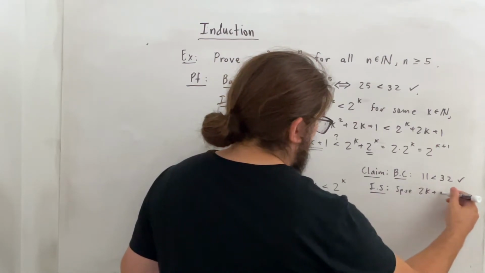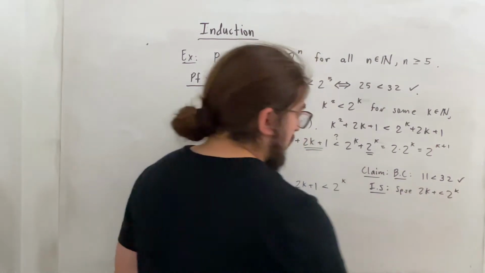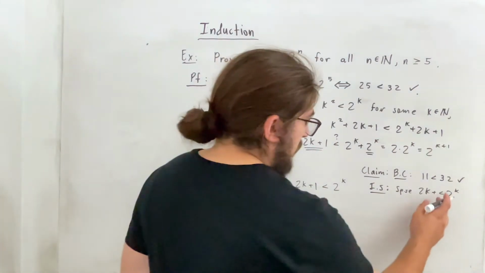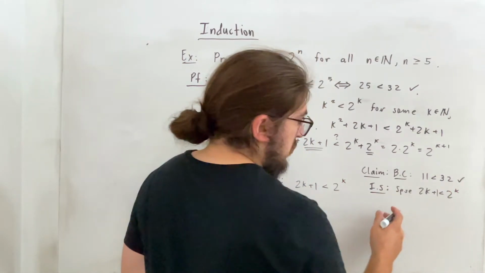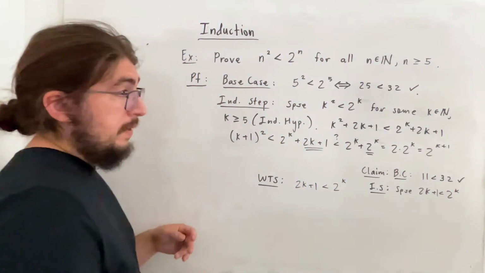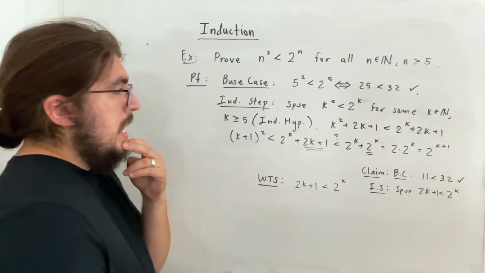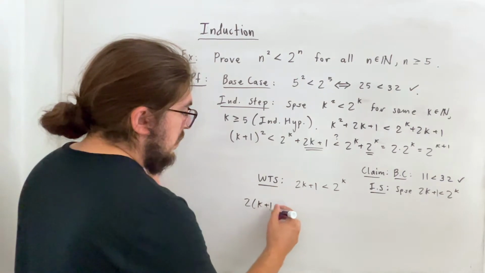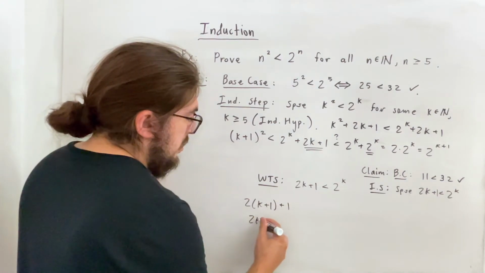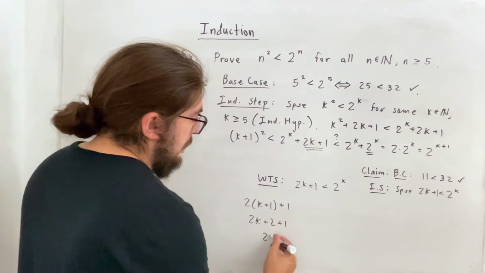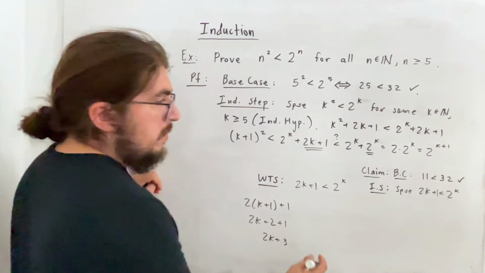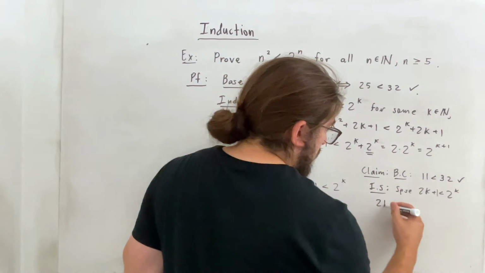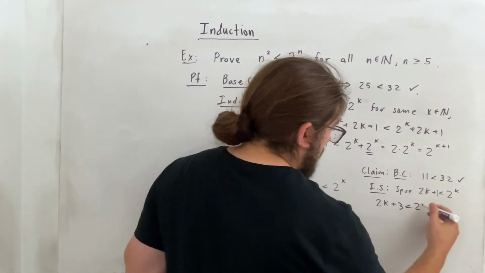2k plus 1 is less than 2 to the k for some natural number k. And now we're going to somehow show this is true for k plus 1. Well, look, 2 times k plus 1 is 2k plus 2, which is 2k plus 3. So really all we need to do is add 2 to both sides. If we add 2 to both sides, we get 2k plus 3 is less than 2k plus 2.